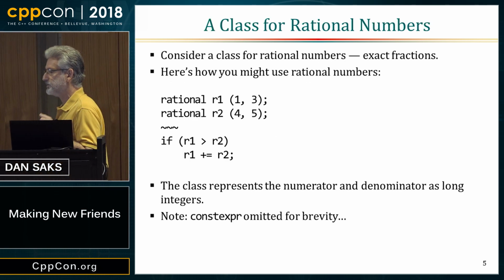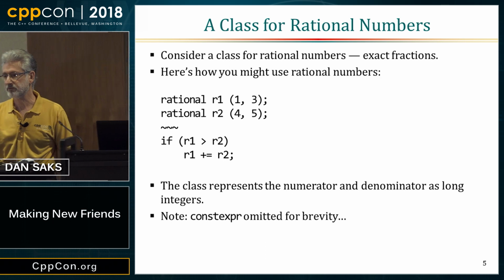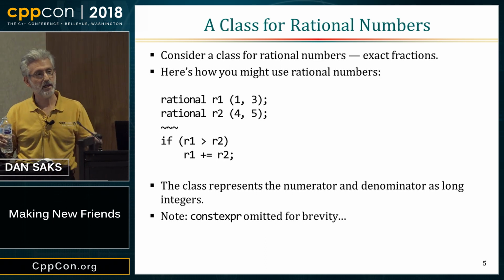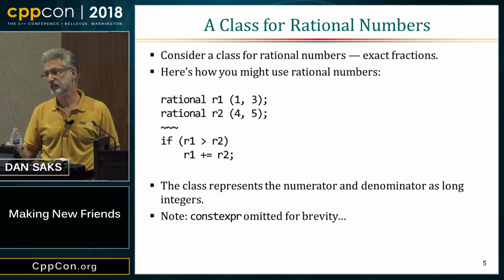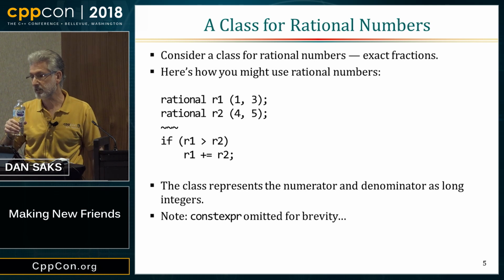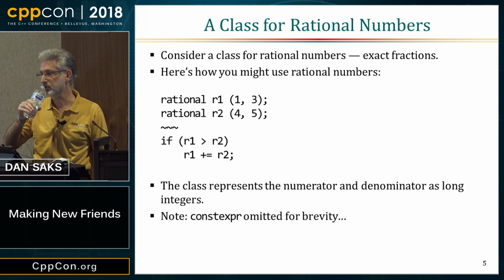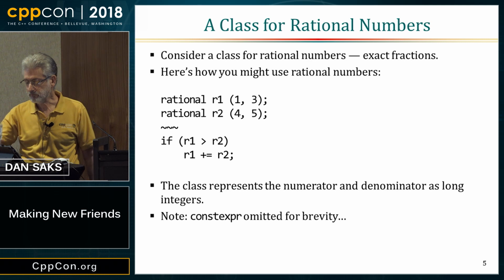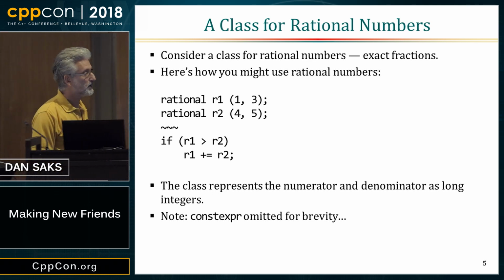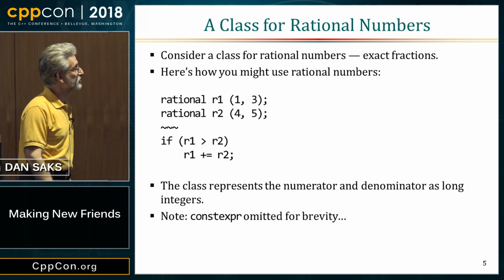So what I'm going to use as my example is a class for rational numbers. I think it's a nice, easy to understand example because most of us know how to do fractional arithmetic. We know what the purpose of something like this would be, and what example use cases would look like.